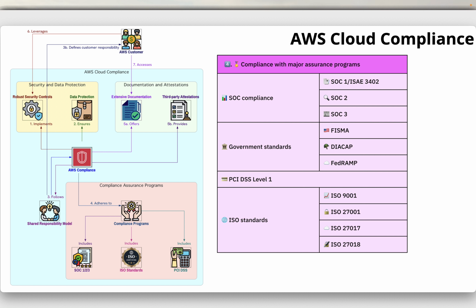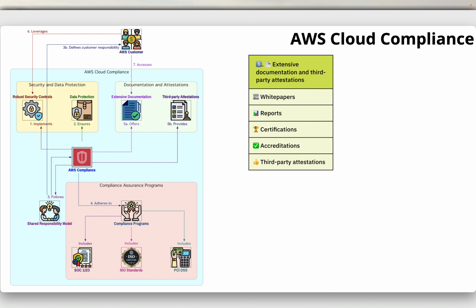FedRAMP is the Federal Risk and Authorization Management Program. PCI DSS is the Payment Card Industry Data Security Standard. It's used for all credit card transactions. Then we have ISO, which is the International Organization for Standardization. 27001 is the Information Security Management System. 27017 is for security controls for cloud services. 27018 is for the protection of personally identifiable information (PII) in public clouds. And finally, ISO 9001 is for the quality management system.